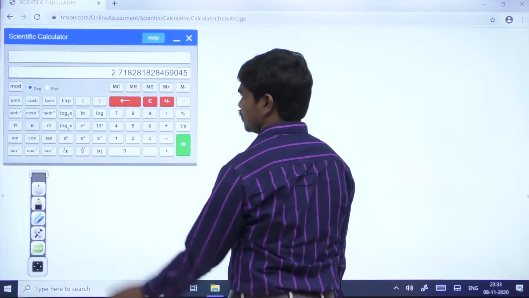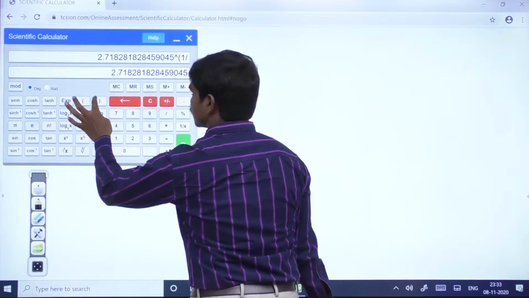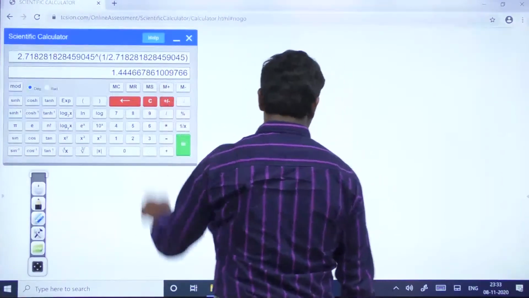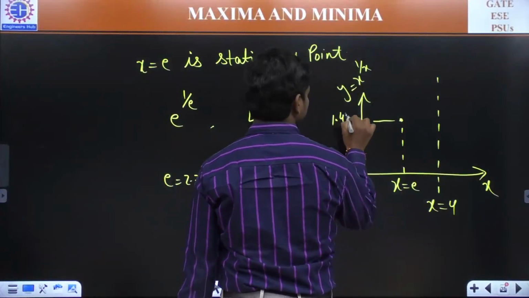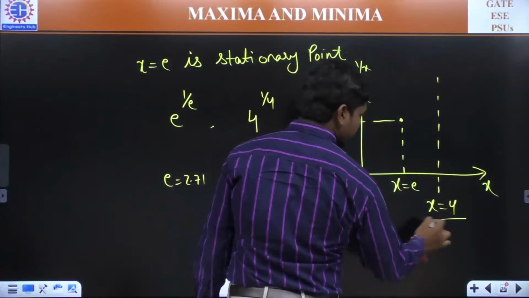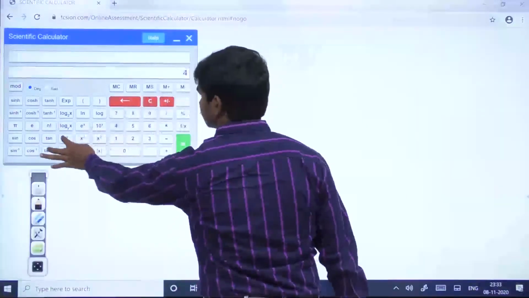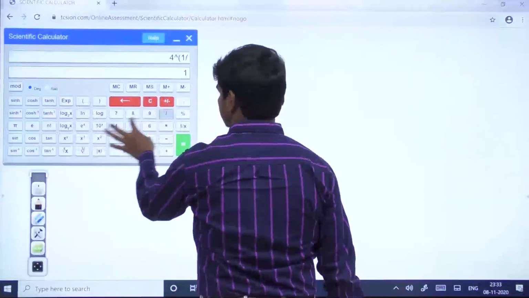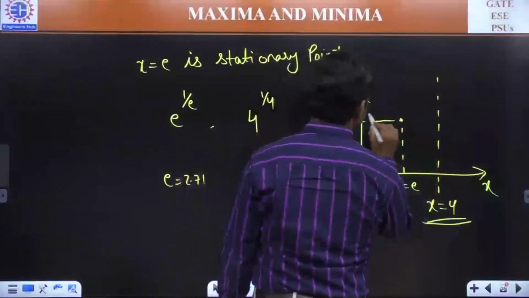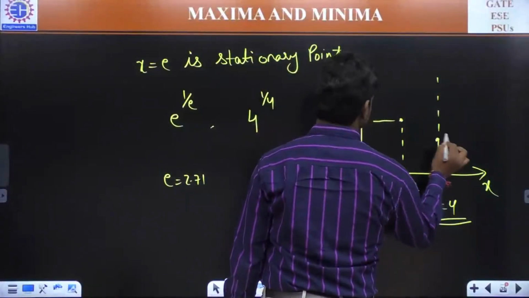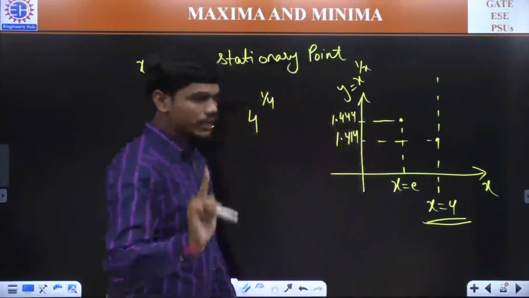E power 1 by e, the value is 1.4, which means this value is 1.4. Okay, now let us calculate the value at x is equal to 4. 4 power 1 by 4. If you see, this is 1.414. Correct? So this is at x is equal to 4. This is 1.414. Now tell me one thing.